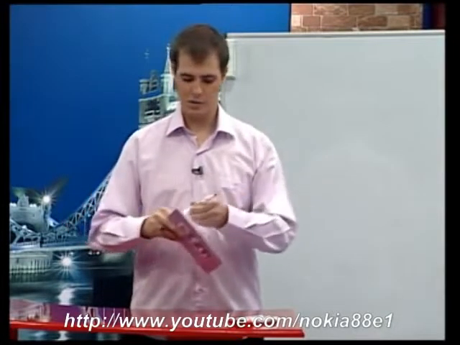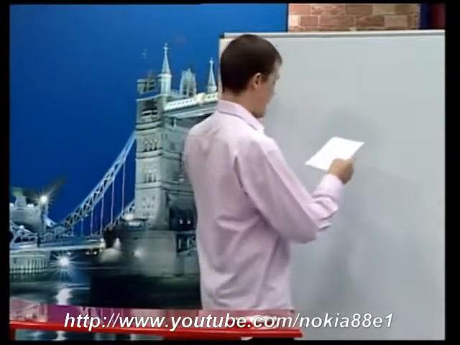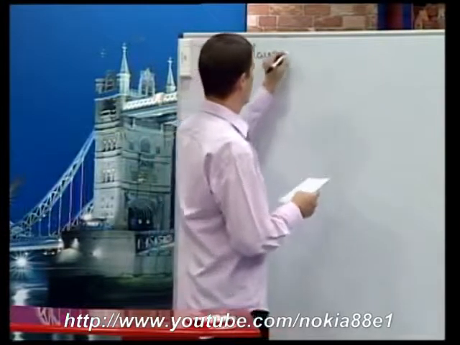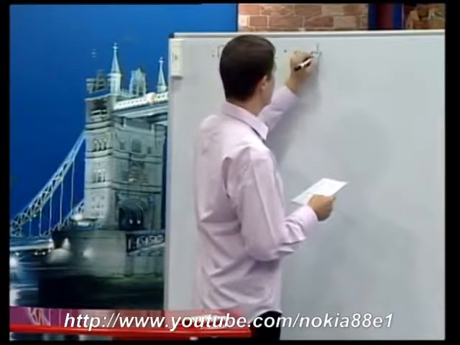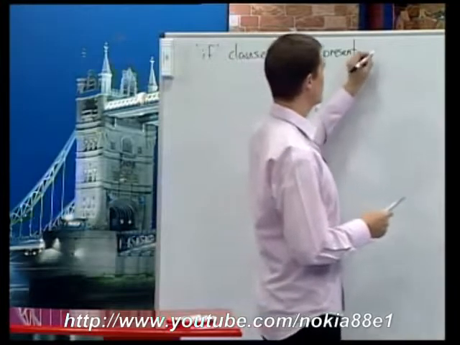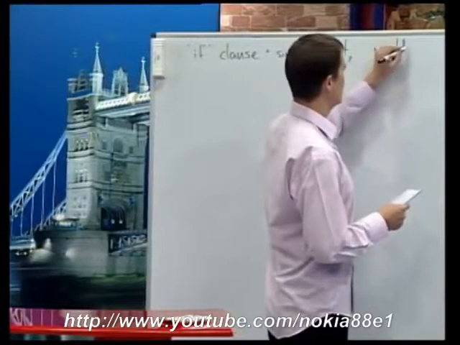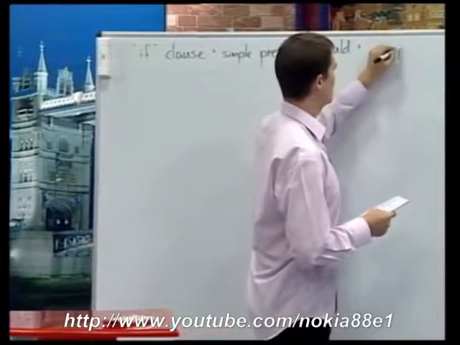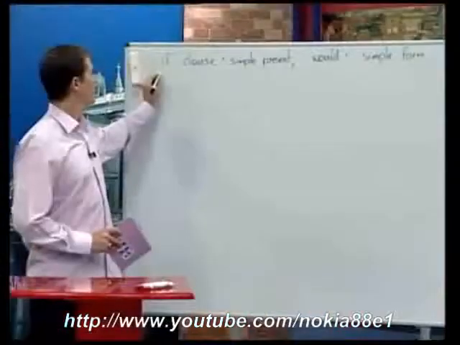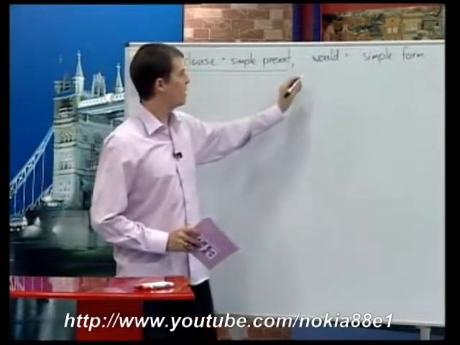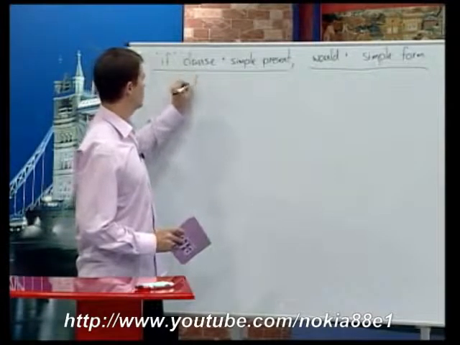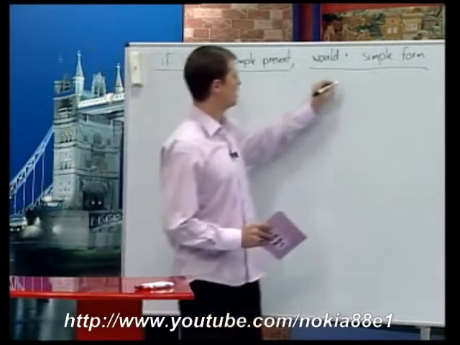So to make the second conditional, we use this formula. We have the if clause plus the simple present. Then we have the result clause, would plus simple form. So this is our if clause, if plus simple present, and then would plus simple form. Let's put that here. The if clause, and over here, the result clause.